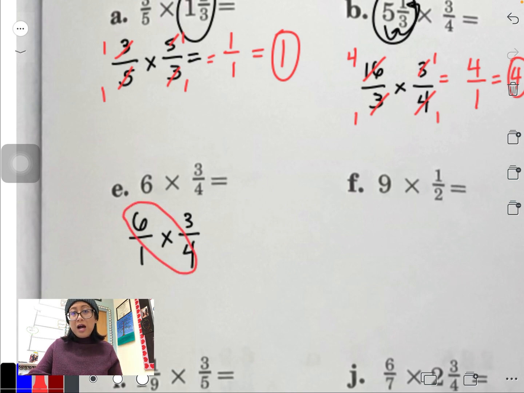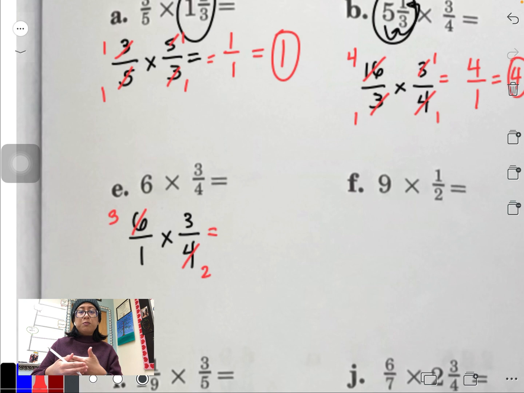Now please don't say, oh, I'm going to use 4, because you can't do 6 divided by 4. They're both even, so I can use 2. Like 6 divided by 2: 2, 4, 6, 3. 4 divided by 2: 2, 4, 2. Now I can just multiply across. 3 times 3, 3, 6, 9 is 9. 1 times 2 is 2.